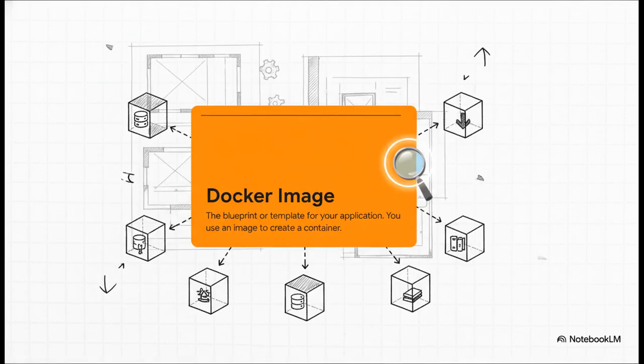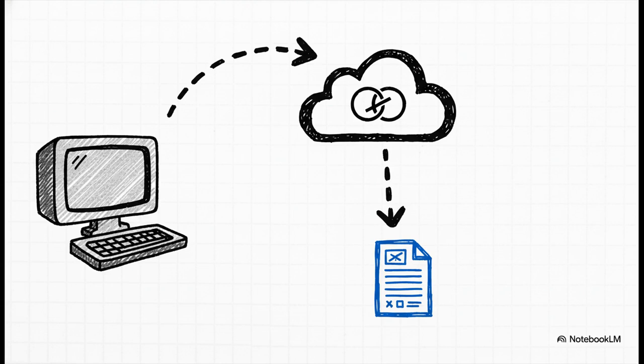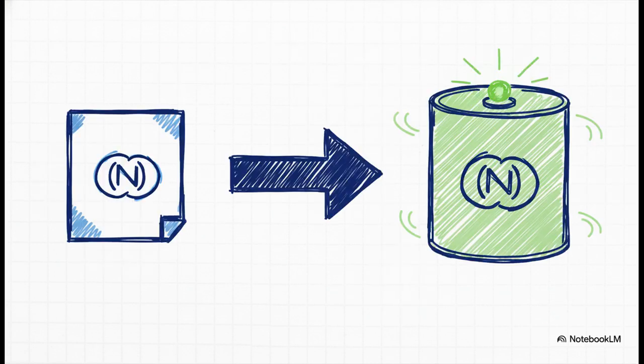Okay, so remember that blueprint I mentioned? In the world of Docker, we call that an image. It's basically the master template, a set of instructions that tells Docker exactly how to build your application's little box, or container. So let's go get one. We'll use this command. What this does is it tells Docker, hey, go out to the internet, find the big public library of images called Docker Hub, and download the official blueprint for the Nginx web server. Pretty straightforward, right?